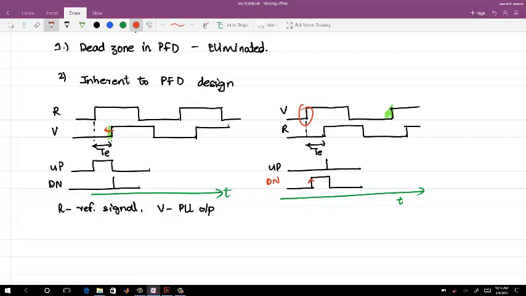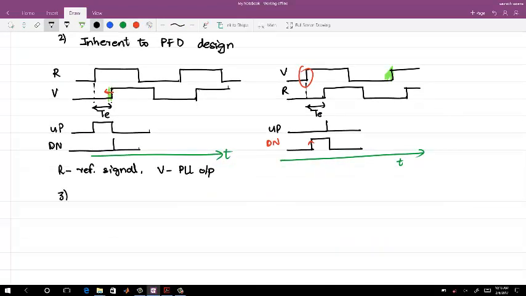That's what I'm saying. In most cases it's not a problem, but it is inherent to the PFD. We are not doing anything to correct it. It can be a problem if the bandwidth goes too high and you want to change between positive and negative quite fast. Any question? Okay. The next one.